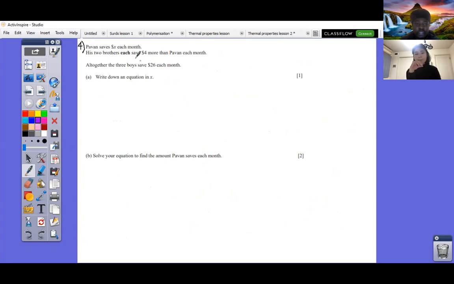So let's have a go at number 4. This is where you have got stuff that's worded, and you have to form an equation and then solve it.